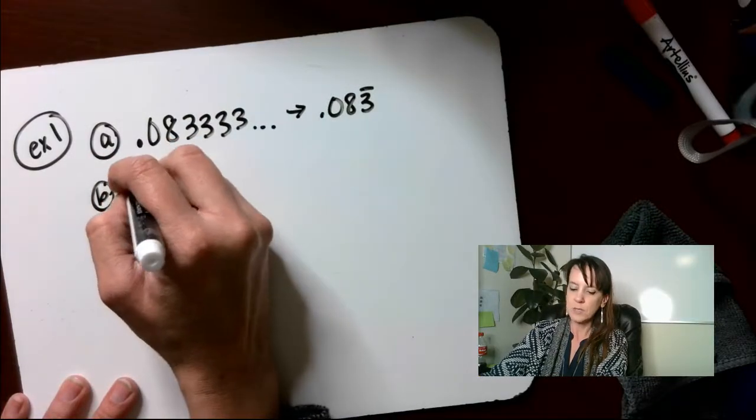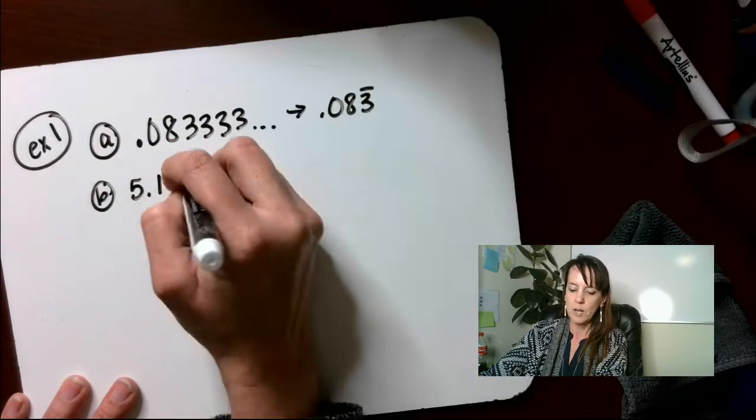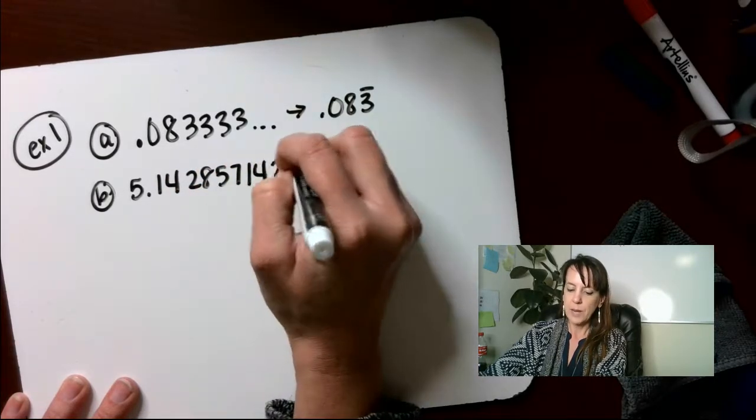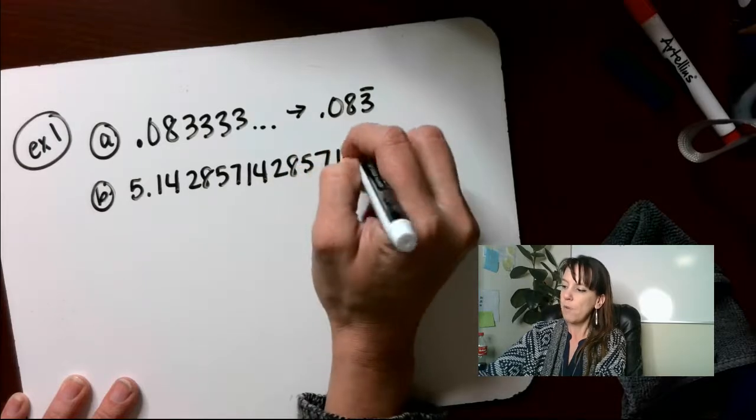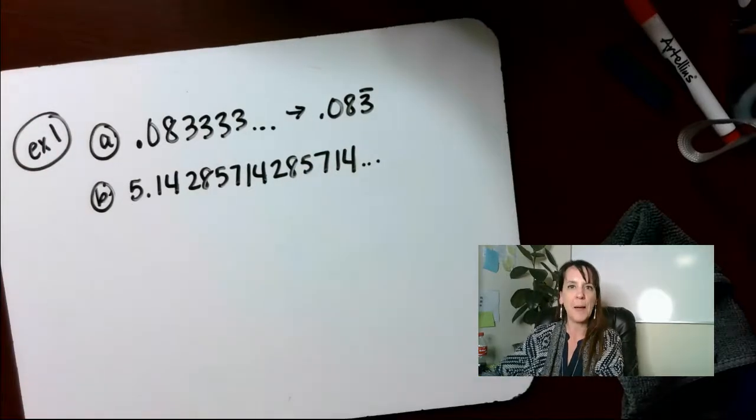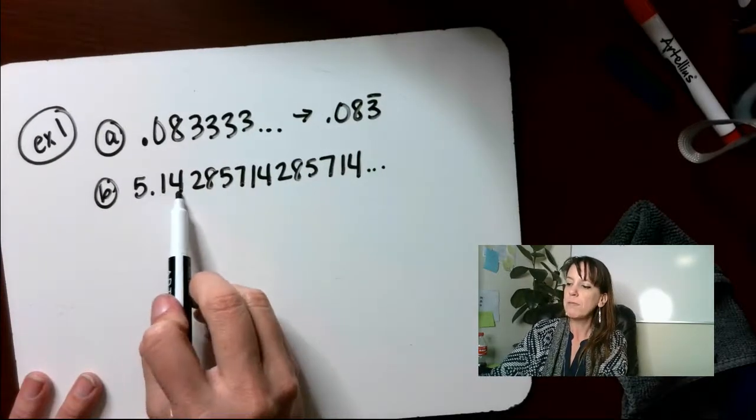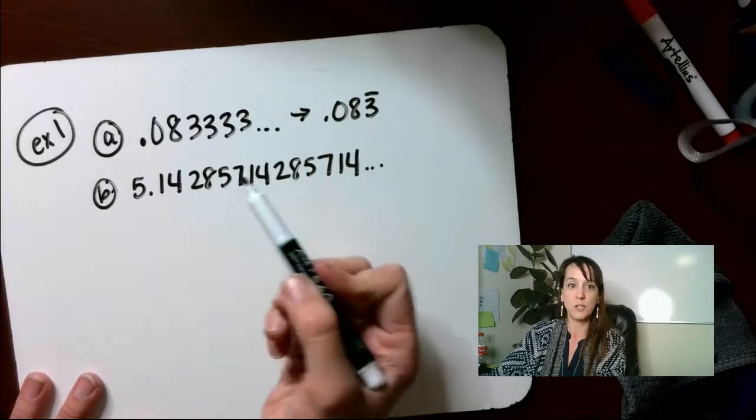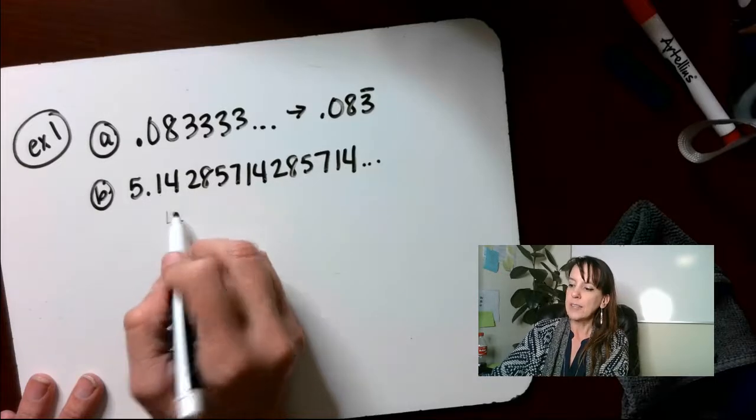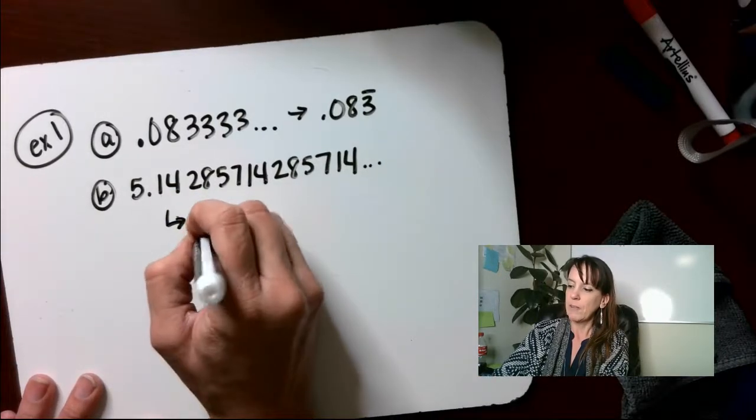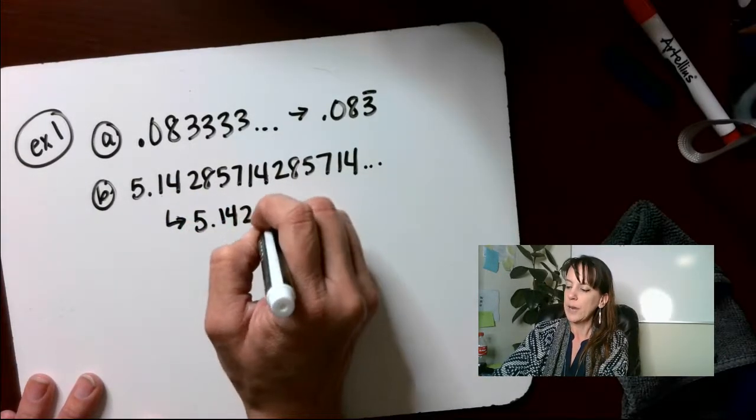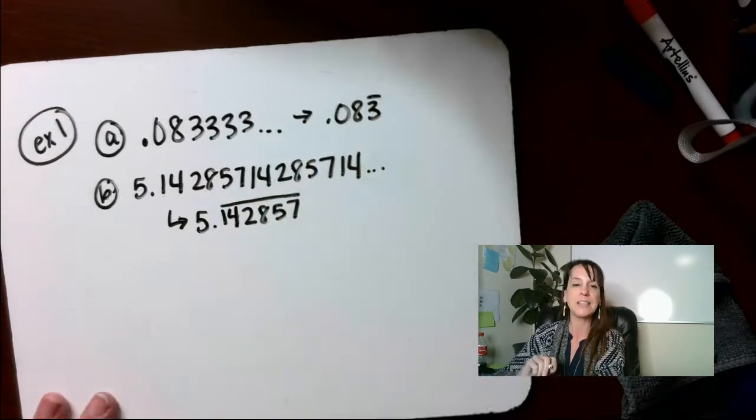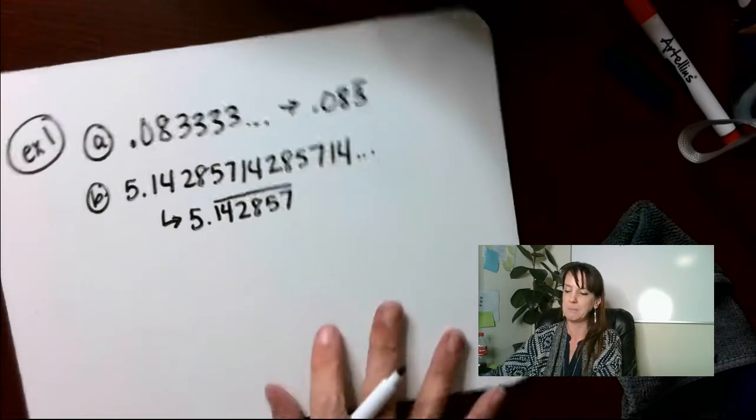Looking at B though, this one's a little tricky. 5.142857, 142857. So you have to look for the pattern here. Notice it's 142857. Do you see how that part repeats? So the way that this would be written would be 5.142857, and then we would put a bar over the entire thing saying, hey, that whole chunk repeats.